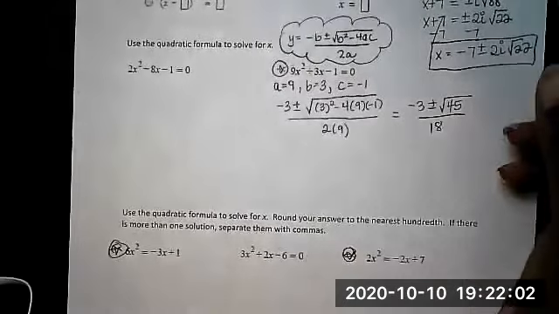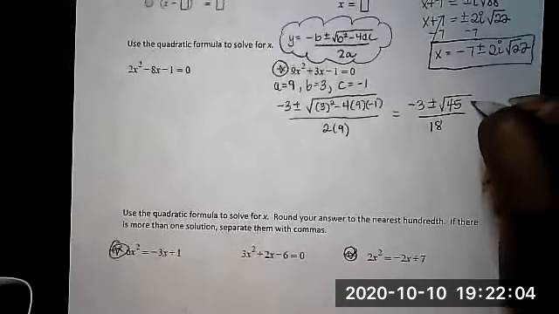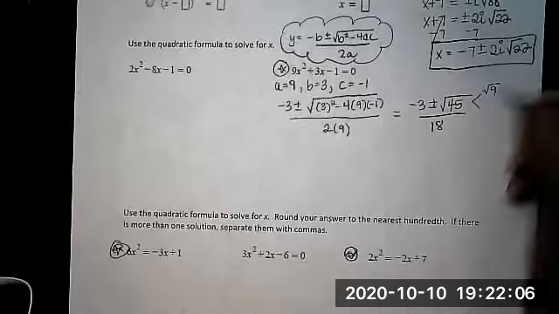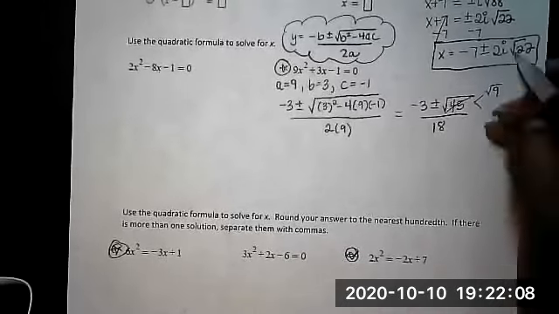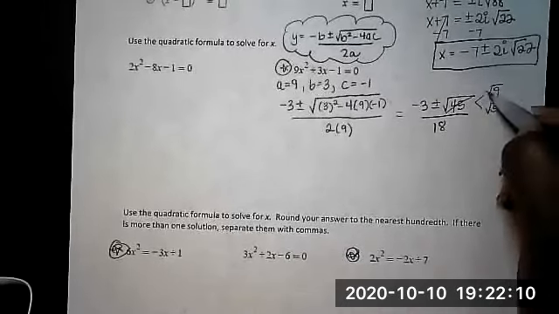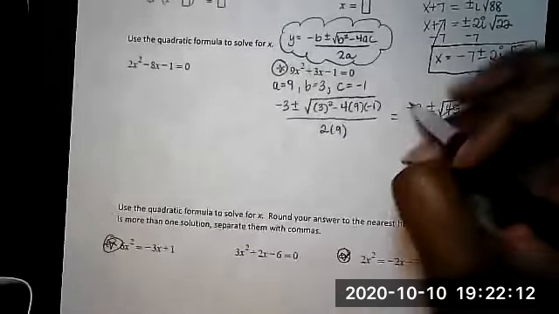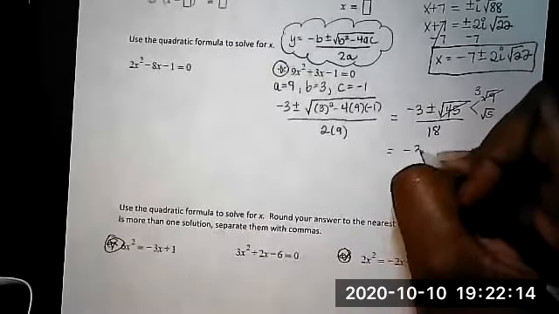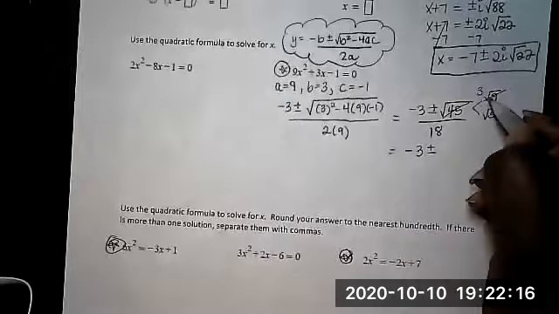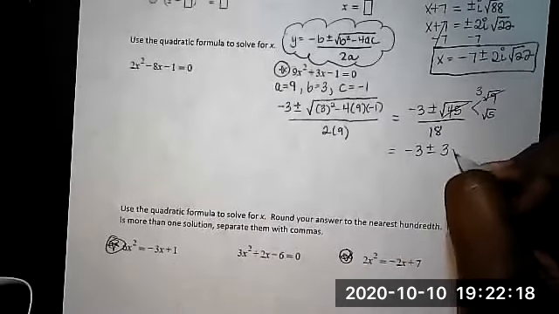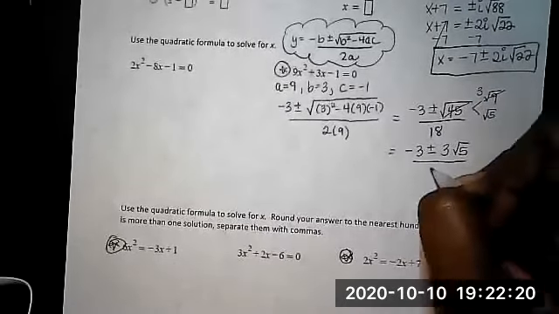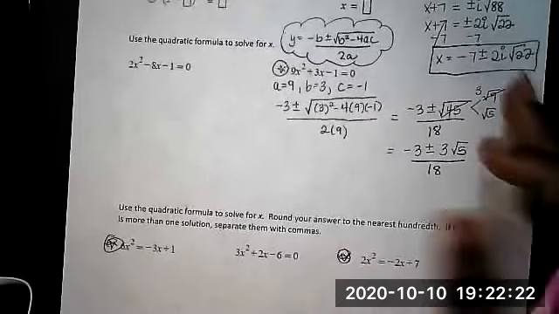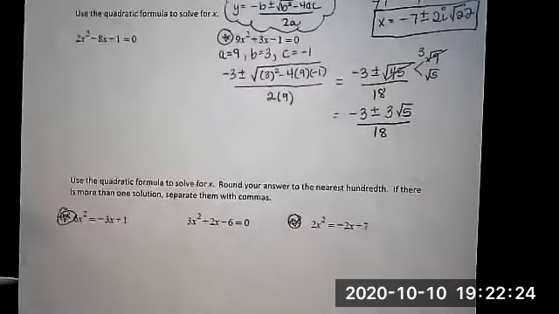The square root of 45 breaks down. It looks like it goes into the square root of 9, I'm using that because it's a perfect square, times the square root of 5. I know the square root of 9 becomes 3. So what does that look like? Negative 3 plus or minus 3 square root of 5 all over 18. Okay, are we done? Doesn't look like it.